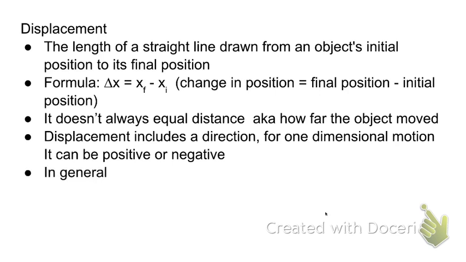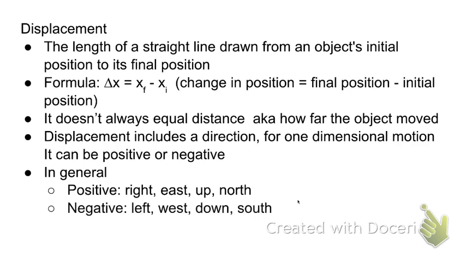For one-dimensional motion, we are going to assign one direction to be positive and one direction to be negative. In general, our physics book assigns the directions right, east, up, and north as positive directions. So if you're dealing with a problem where someone is moving north and south, north would be the positive direction and south would be the negative. And they assign negatives to left, west, down, and south directions. Since this is what the book uses, we'll try to stick to this as our convention when we're working problems, because it's likely that that's what the book did.